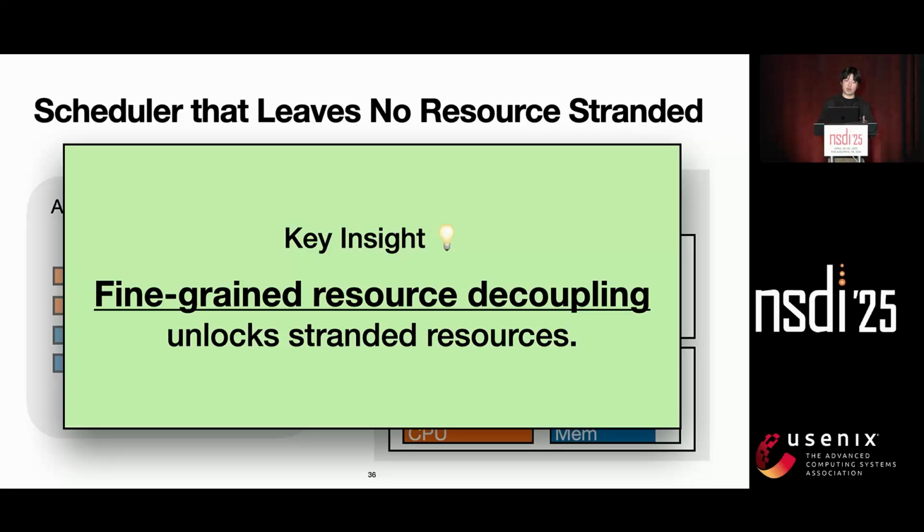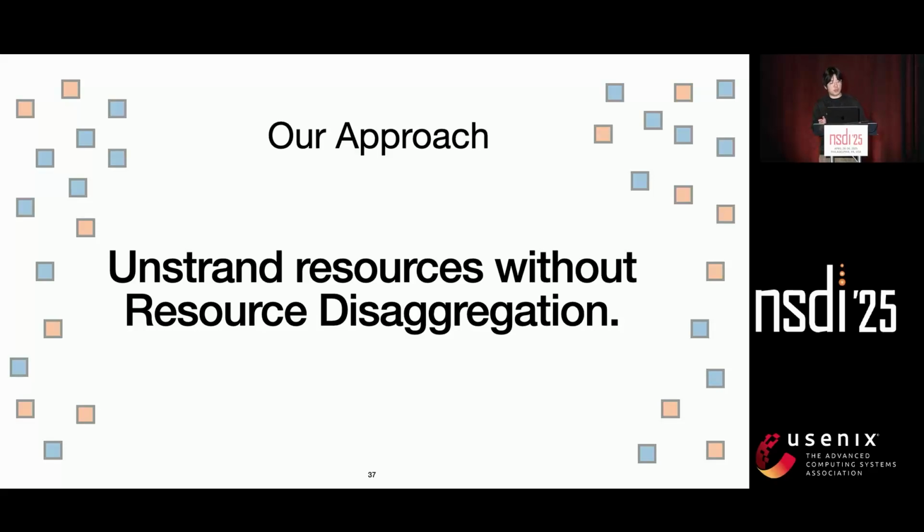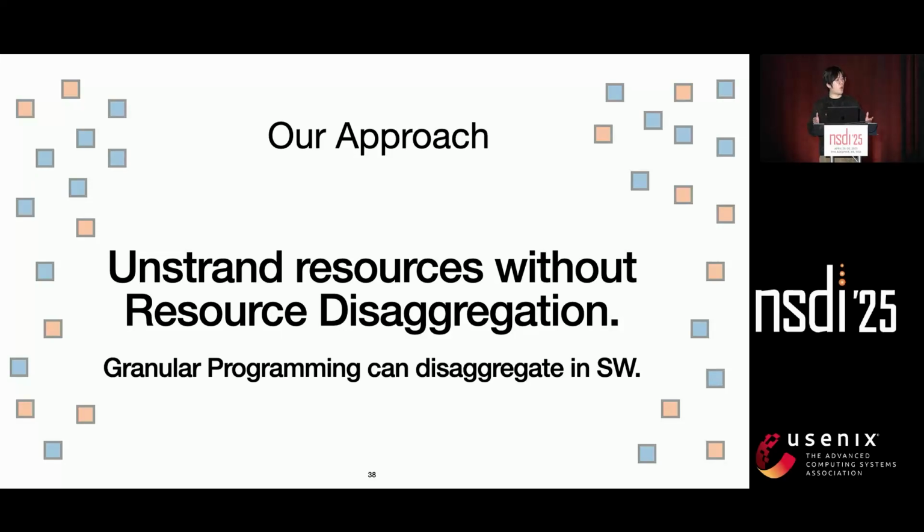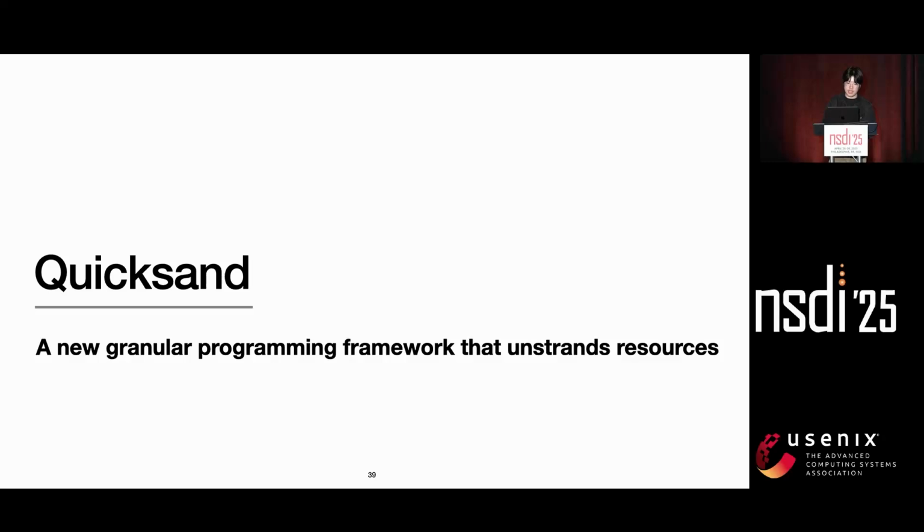Therefore, the key insight of our work is that decomposing applications by fine-grained resource decoupling unlocks stranded resources that were previously unusable. The approach we take in this work is to unstrand data center resources without physically disaggregating them. Rather, if we can decompose applications into fine-grained units that each use one resource, we can disaggregate at the software layer via granular programming. In the rest of the talk, we introduce Quicksand, our realization of this idea.